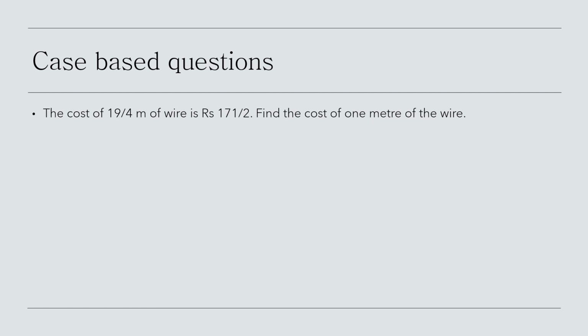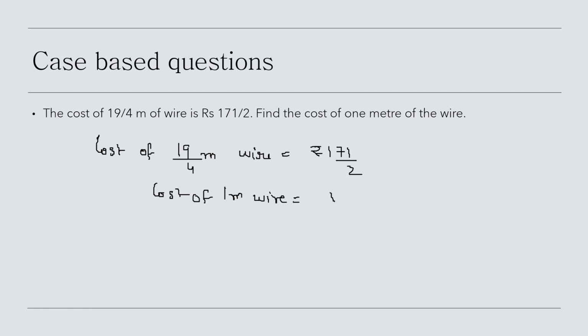Next, you can expect some case-based questions in which you have to figure out whether you need to divide, subtract, add, or apply the distributive law. For example, just a simple one, you have done it earlier as well, where the cost of 19 by 4 meter of wire is given to you. So the cost of 19 by 4 meter wire is rupees 171 by 2. You need to find out the cost of 1 meter. So you know which operation is applied here.